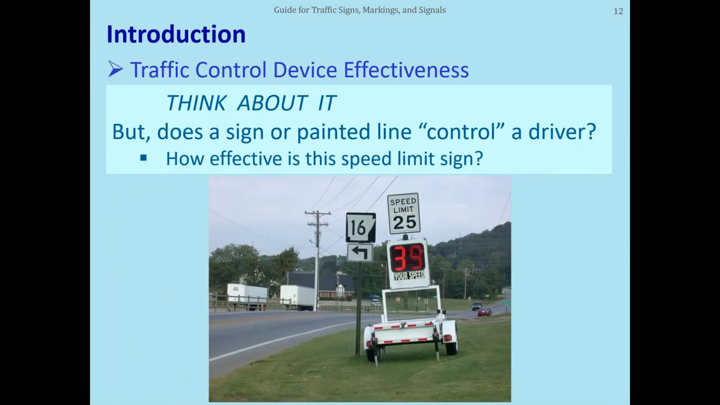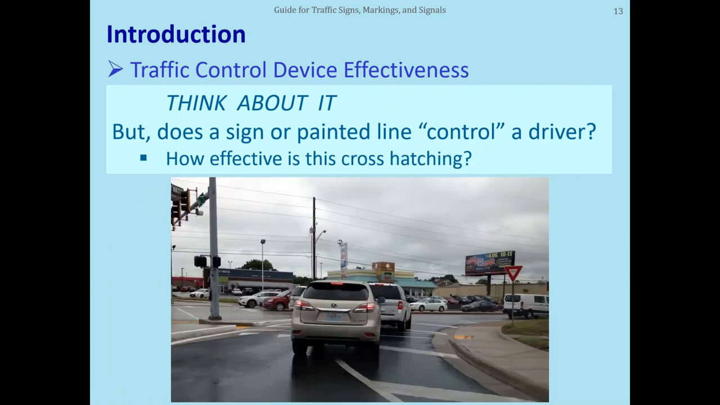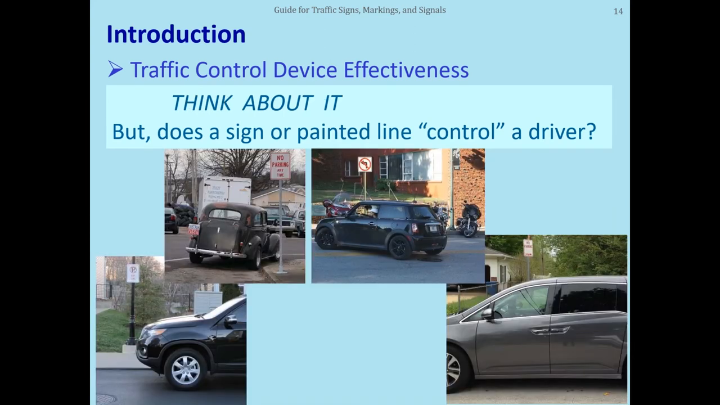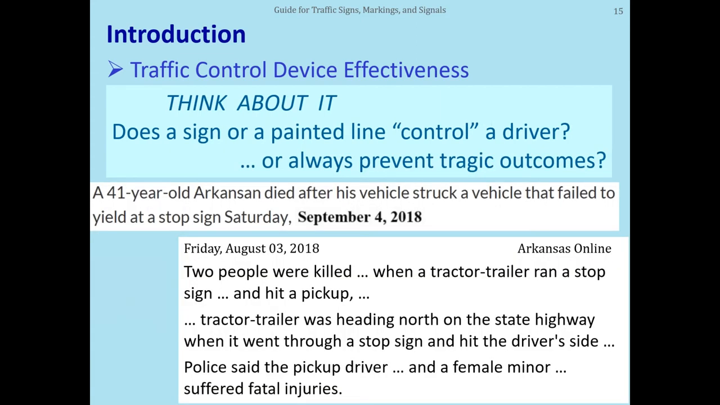Think about it. Does a speed limit sign always control the speed? Did these pavement markings control the paths that the drivers place their vehicles in? Did these signs effectively control the actions of the motorist? I don't think so. So perhaps control is too strong of a word. You can see there are tragic outcomes when the control doesn't have its intended effect.